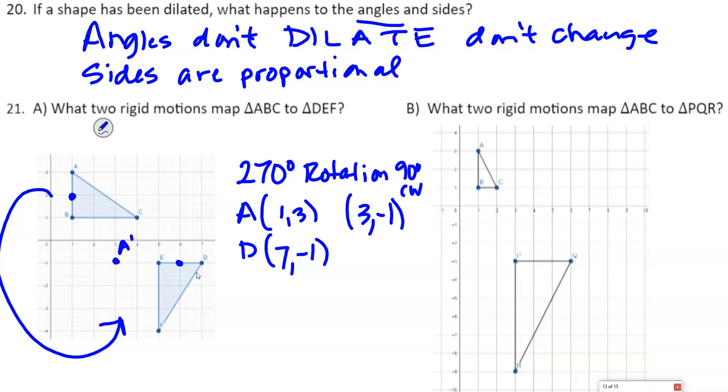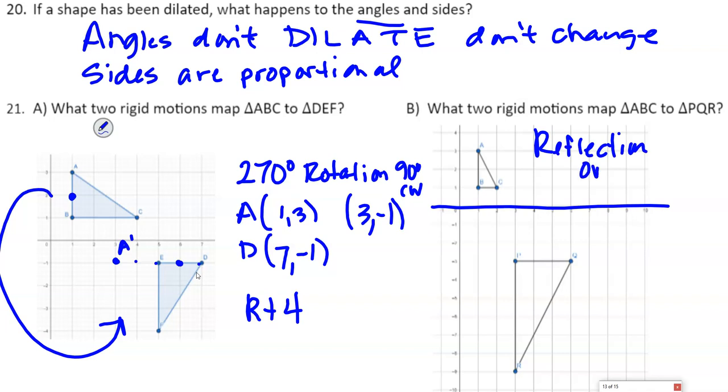So that would be my A prime. So what else happened? It moved to the right as well, didn't it? 1, 2, 3, 4. It didn't move down any, so that's good. So it's a 270-degree rotation and right 4. Okay, that's what happened. So then what happened to B? Pretty clearly looks like it flipped, didn't it? Over the what? The x-axis. So I would say it's a reflection over the x-axis. But again, if it just reflected it, wouldn't it have ended up here?